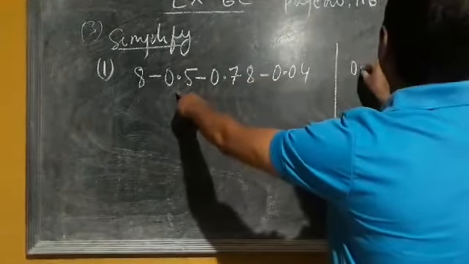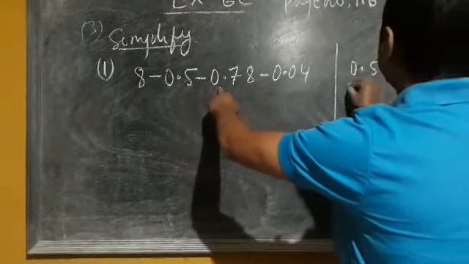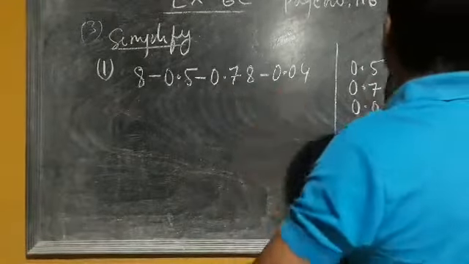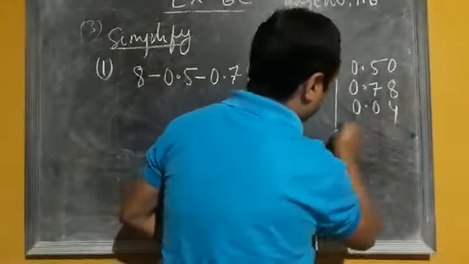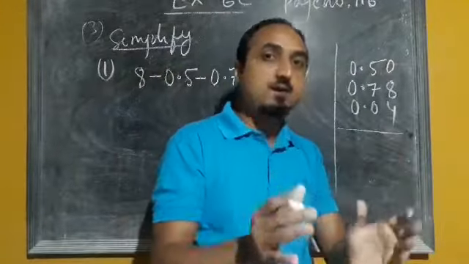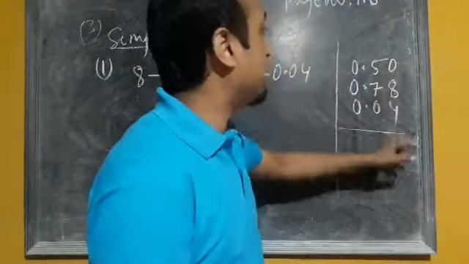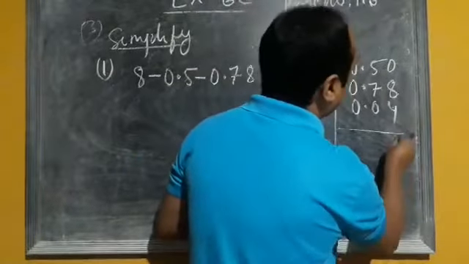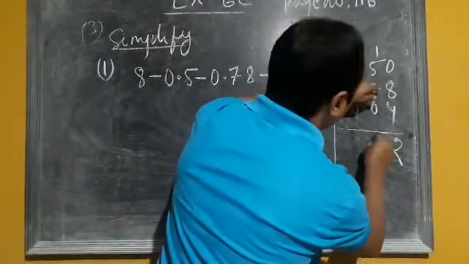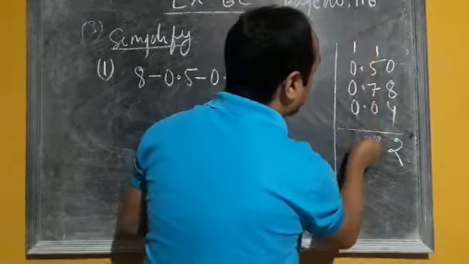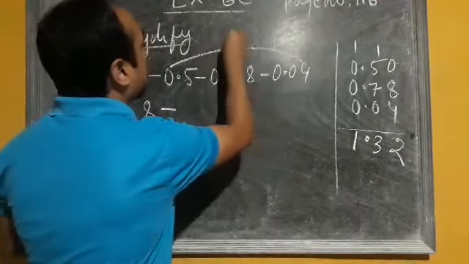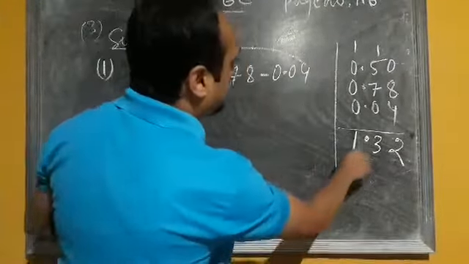So here we have 0.5, 0.78, here 0.04. Now here we can put 0. If all the numbers have a negative sign, the numbers will be added but the sign will remain a minus. So first we will add that. 8 plus 4 is 12, 2 carry 1, 5 plus 1 is 6, 6 plus 7 is 13, 3 carry 1, so 0.1. So here, 8 minus all these numbers, by adding, how much did we get? We got 1.32.